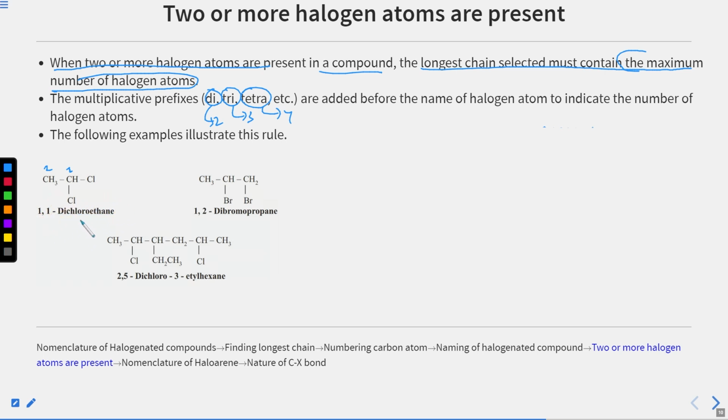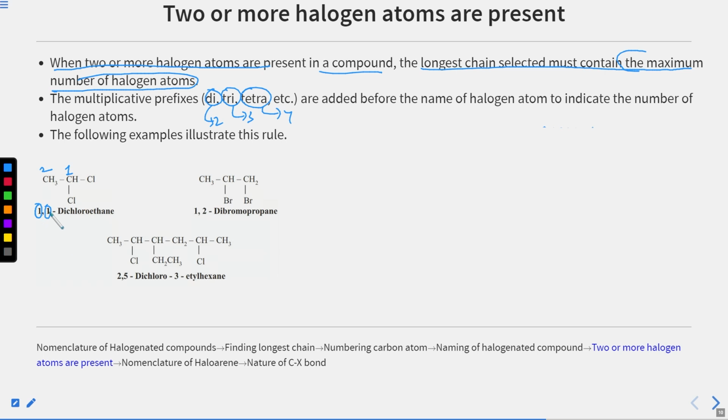What are the technicalities you have to see? First, you have to select the longest chain. This one is the longest chain, of course. Now you have to do the numbering. We can do it from here or here. We will do it from here. Why? Because chlorine comes first. Now we will number it. One more thing, if more than 1 are present, we have to use the word di, and since 2 are present, we will write 1 for each of these.